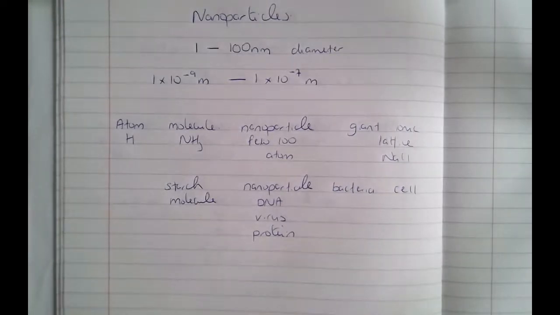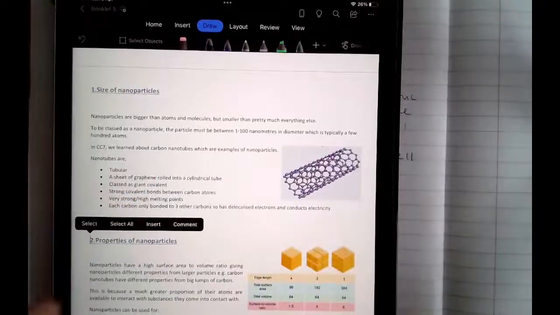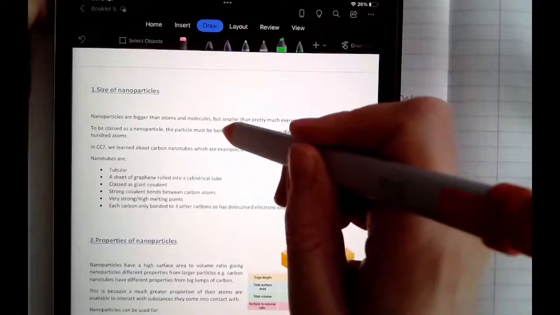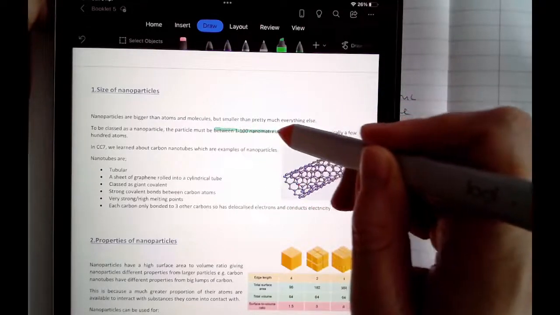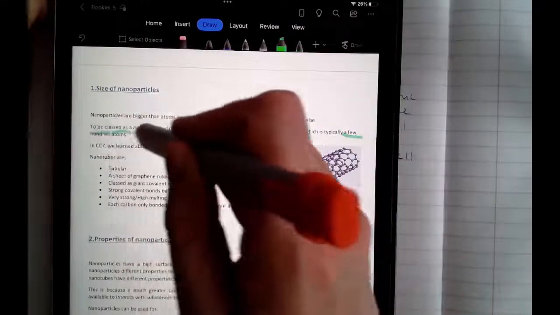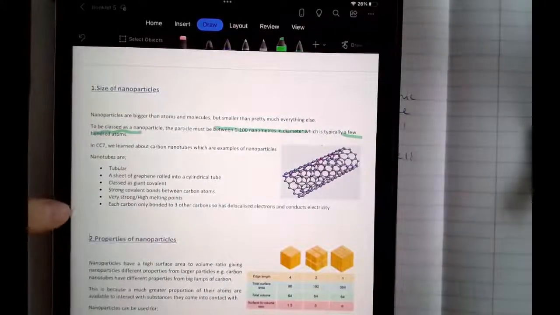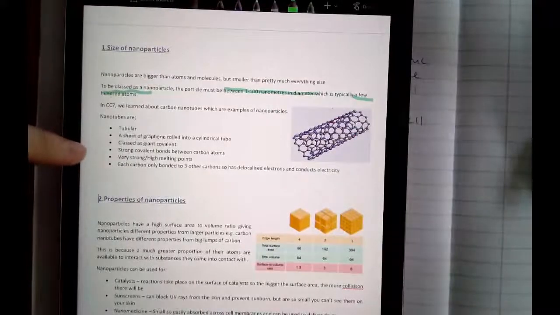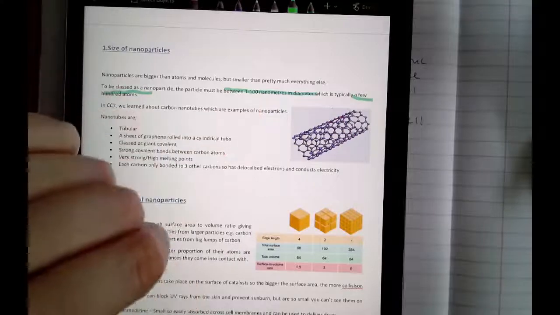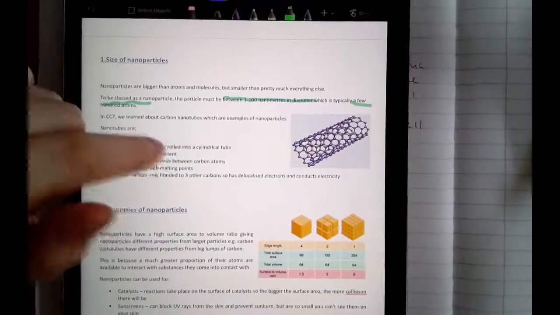So I have written this out on the first page of your booklet. The only thing you would really need to highlight here would be the scale, 1 to 100 nanometers in diameter, and that is typically just a couple of hundred atoms. We've got an example because we did learn about carbon nanotubes back in CC7. They would have a diameter between 1 and 100 nanometers, so they would be considered nanoparticles.